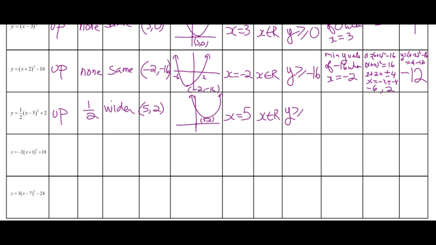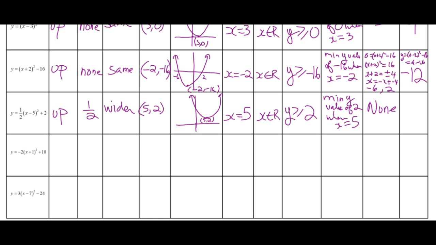Did somebody say less than or equal to? I don't know. The way I drew it, I think it's got to be greater than or equal to. Okay, yeah, that one. So it's got a minimum y value of 2 when? X-intercepts? None. Easy, right? Opens up.